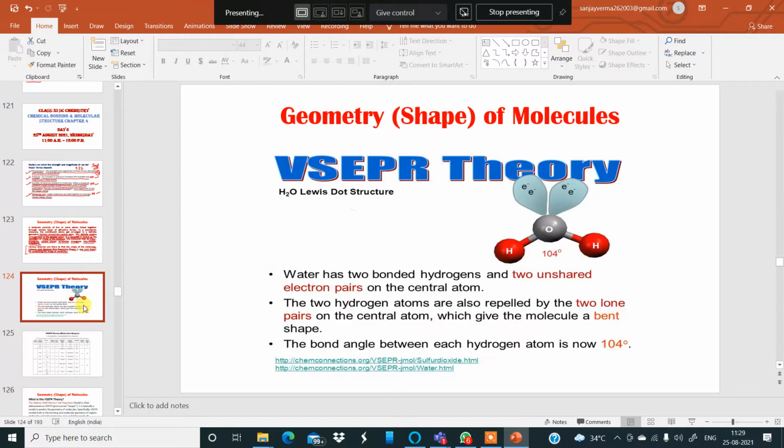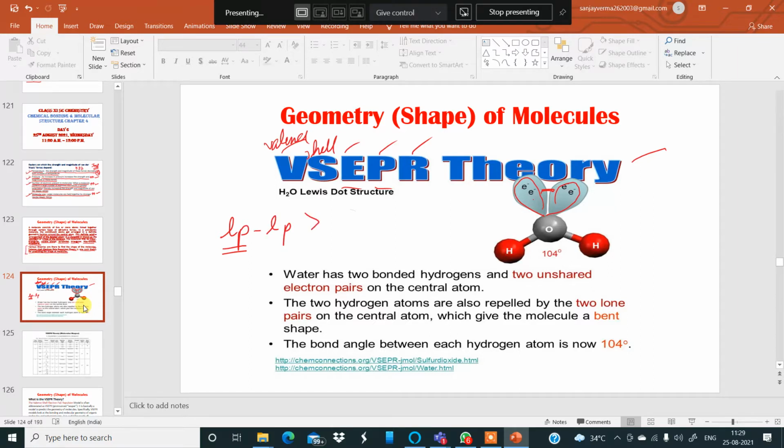Now, moving to the next slide, with regard to the theory which is called valence shell electron pair repulsion theory. If you look at the word repulsion, electron pair repulsion, there are electron pairs which are lone pairs, so they repel each other very badly. Please keep in mind, LP means lone pair.